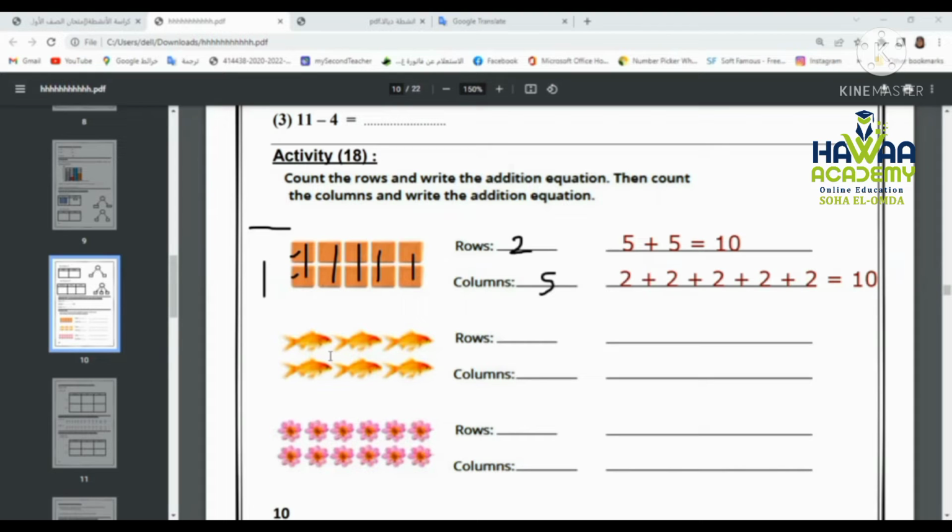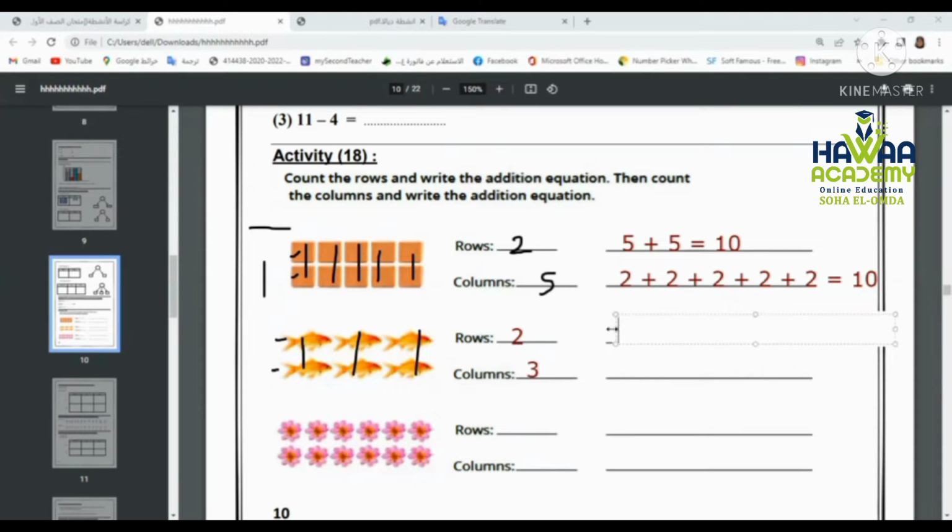And here we have how many rows? Let's count together. Here is 1, 2. So we have how many rows? We have here again, we have 2. And we have how many columns? Let's count. Here is 1, 2, 3. So here we have how many columns? We have 3. Now let's write the addition sentence.